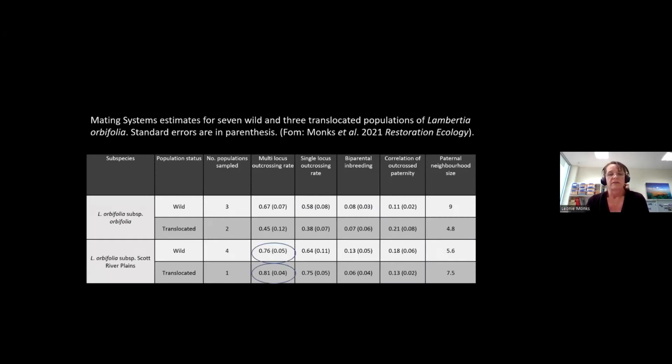When we investigated the mating systems of these two subspecies, we found the patterns of pollination were similar between translocated and wild populations of Lambertia orbifolia Scott River Plains. However, although some mating system parameters were similar between translocated and wild populations of Lambertia orbifolia, the levels of inbreeding were significantly higher, highlighted in the bright red circle, suggesting that pollinator activity is not optimal, and the increased level of genetic diversity that we captured during translocation establishment may not be maintained into subsequent generations.